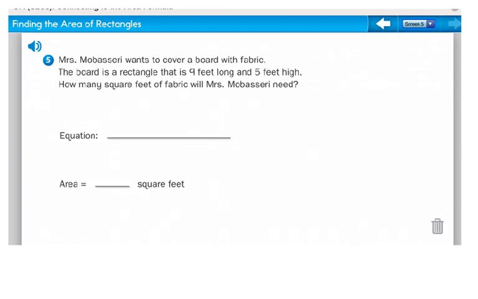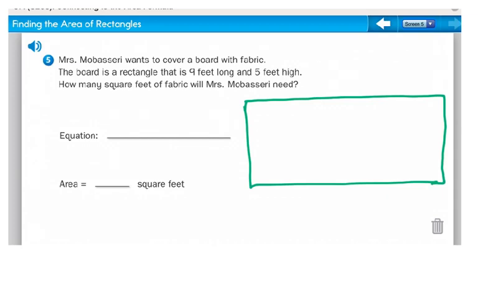Number 5. Mrs. Mobassary wants to cover a board with fabric. The board is a rectangle that is 9 feet long and 5 feet high. There's a little bit of space in your journal to write this or draw this if you'd like. So this is another reason we might need area. We're going to cover a table with fabric or a tablecloth. It is 9 feet long. It is 5 feet high.